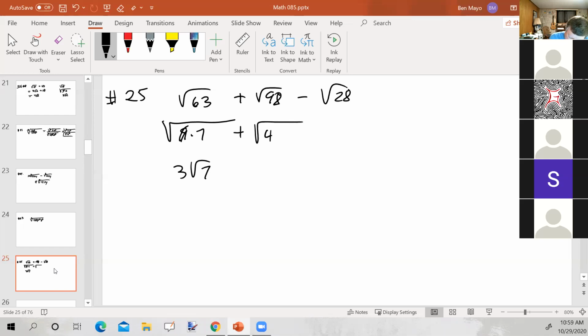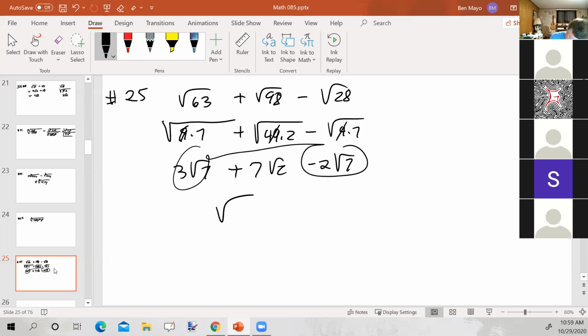98 is 49 times 2. The square root of 49 is 7, so we get plus 7 square roots of 2. And 28 is 4 times 7, so we get minus 2 square roots of 7. 3 square roots of 7 minus 2 square roots of 7 is 1 square root of 7, and so we get the square root of 7 plus 7 square roots of 2. Or you could write it as 7 square roots of 2 plus the square root of 7. Either way.